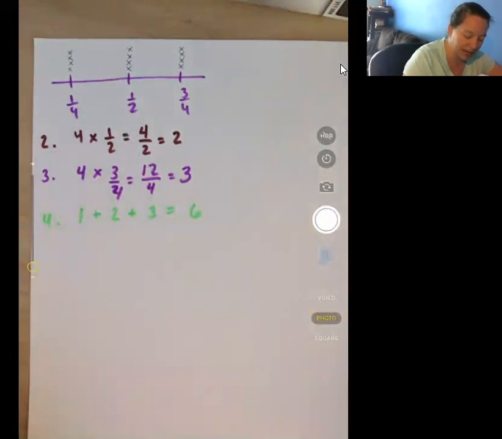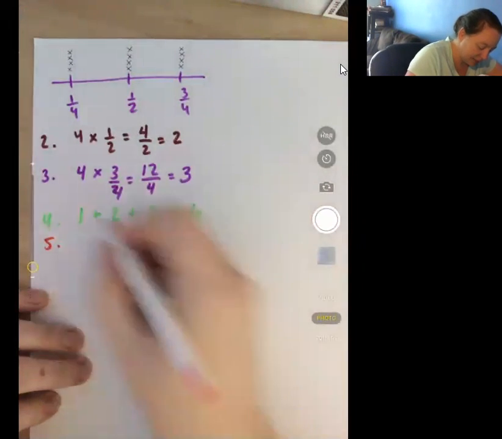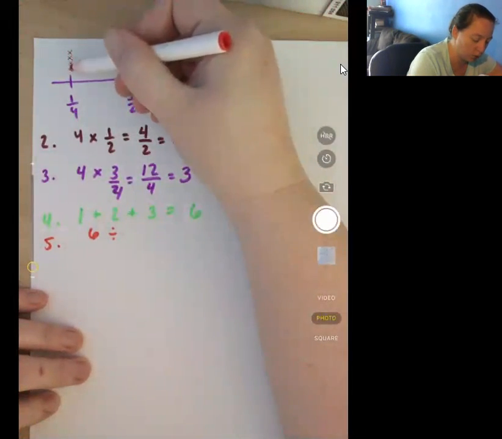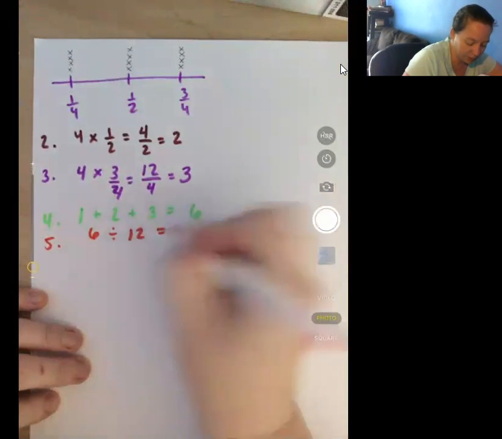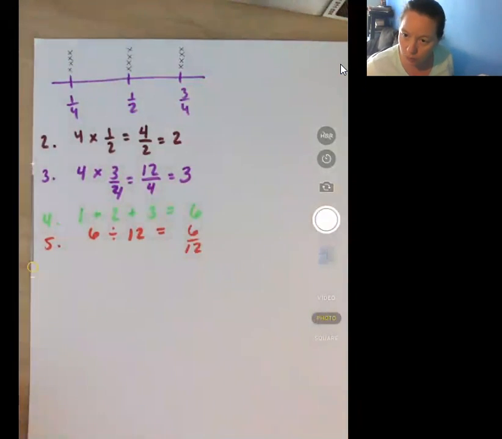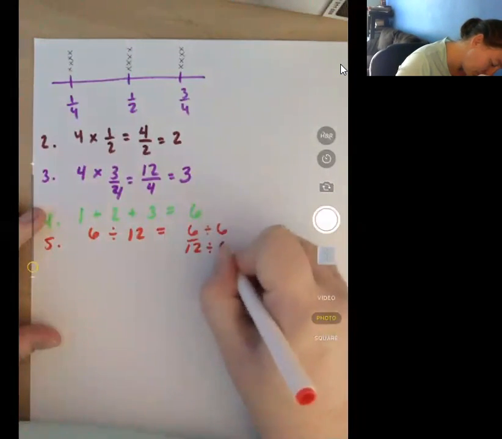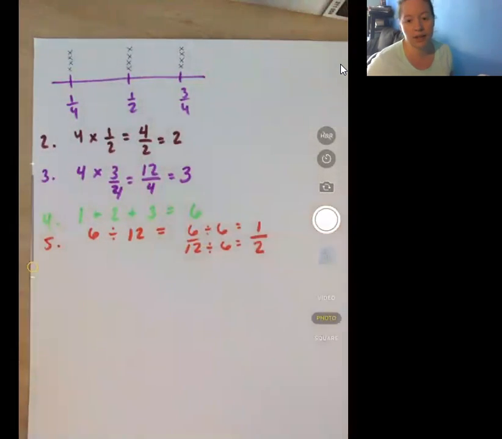Number 5, what is the average amount of trail mix per bag? That is the 6 divided by how many bags we have. 1, 2, 3, 4, 5, 6, 7, 8, 9, 10, 11, 12. 6 divided by 12, or 6/12. Can we divide 6 into 12? Yes, we can. So let's divide out a 6. 6 divided by 6 is 1, and 12 divided by 6 is 2. There we go. So we're at 1/2.